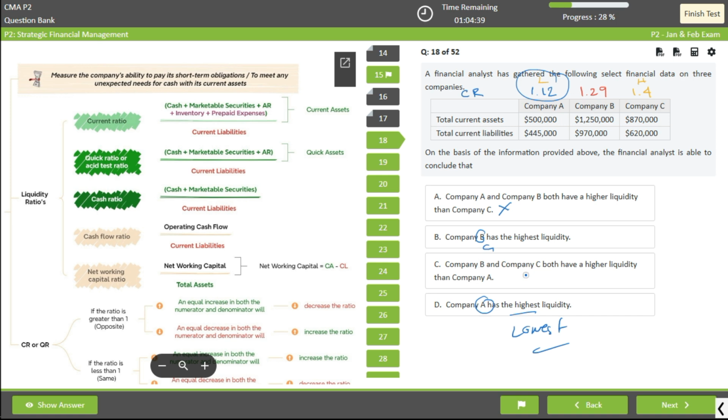Now company B and company C, at 1.4 and 1.29, have higher liquidity than company A. See, 1.29 is higher than 1.12, and 1.4 is higher than 1.12. So that's why option C is the correct option.